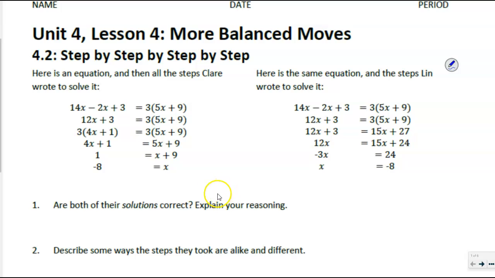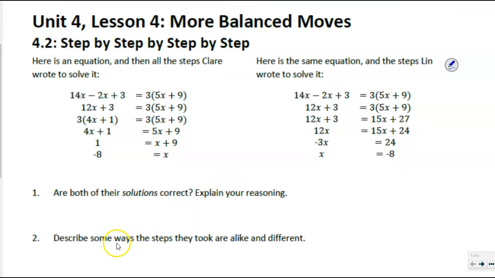And explain your reasoning. The next question is describe the ways that they solved it, describe the steps that they took, how are they alike and different. So in order to answer both questions 1 and 2, we really got to take a nice detailed look. This is what I would suggest. Look at each row and then see what changes were made to go from one row to the next. For example, what change happened to go from this top row here? Nothing happened on the left-hand side, but we can see a change was made here. Identify what that change is and go through that step by step.